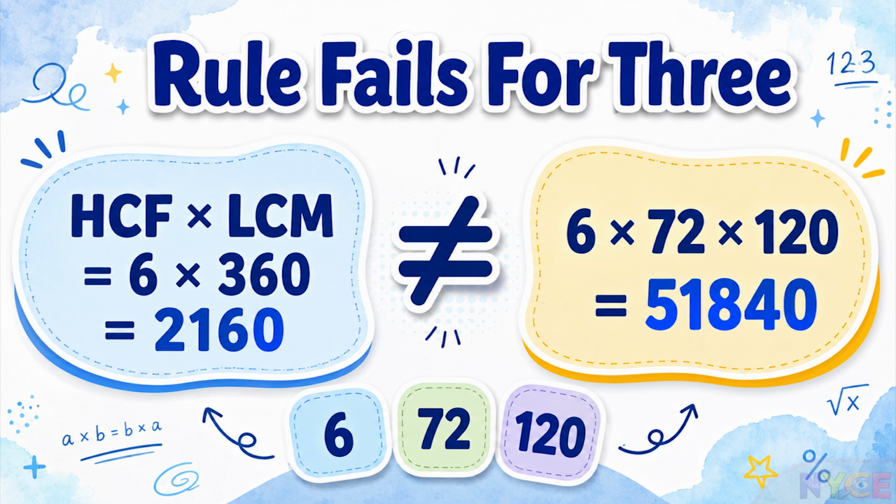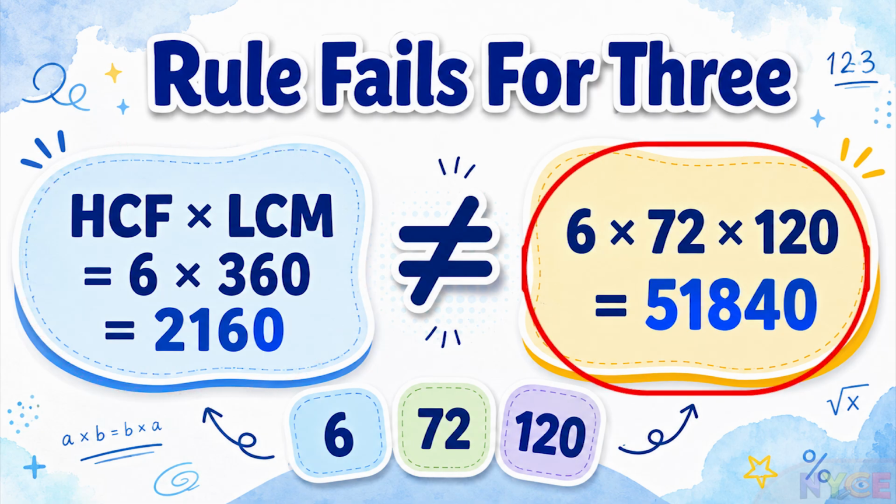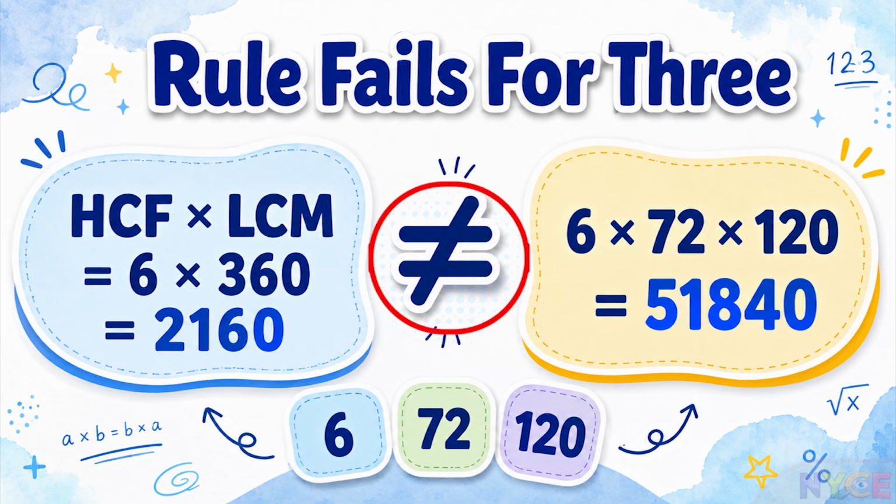Let us test it with 6, 72, and 120. For these three numbers, the HCF is 6 and the LCM is 360. So HCF times LCM equals 6 times 360, which is 2,160. Now multiply the three original numbers. 6 times 72 times 120 equals 51,840. 2,160 is not equal to 51,840, so the product rule does not generally work for three numbers.